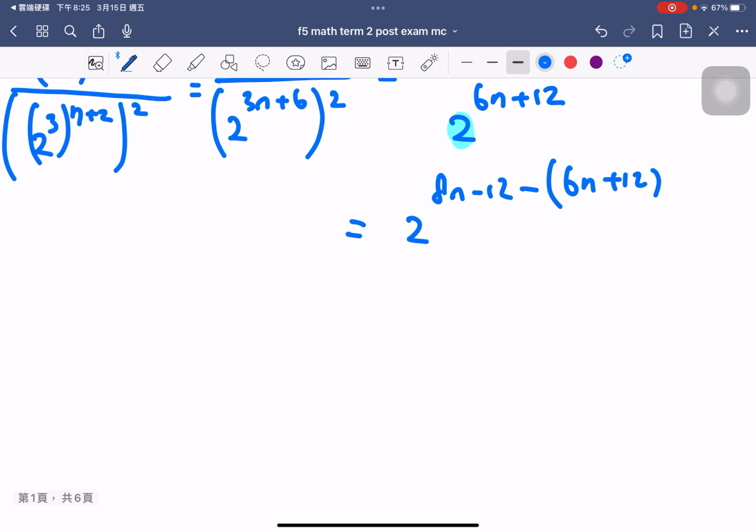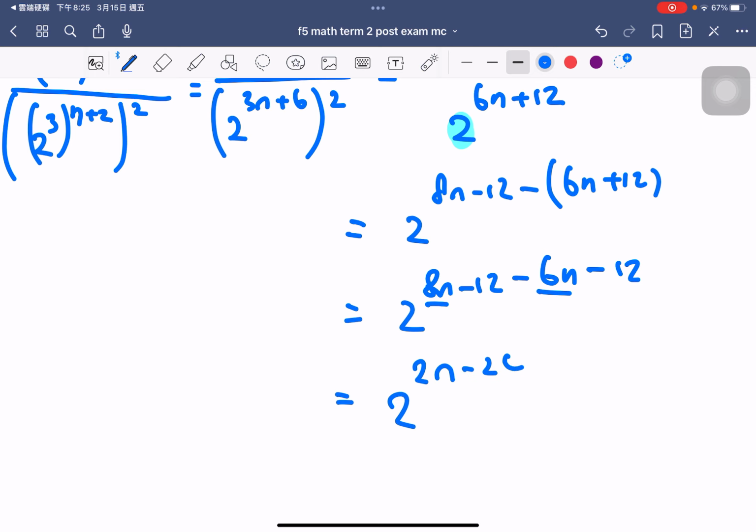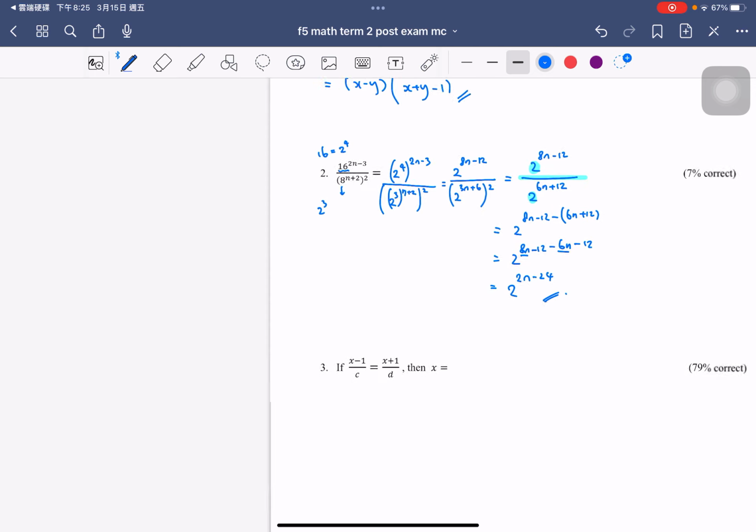So now we can set this equal to 2 to the power of 8n minus 12. I try to expand the bracket, so I have to change the sign and remove the bracket, so minus 6n and then minus the 12. Simplify this part: 8n minus 6n will give you 2n, so it's going to be 2 to the power of 2n minus 24. Okay, so that's for question 2.